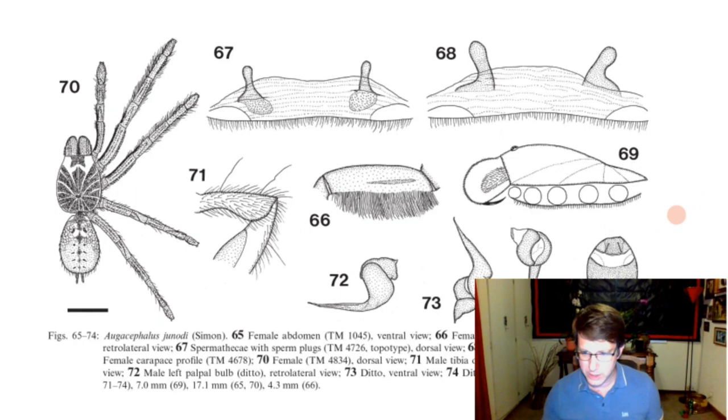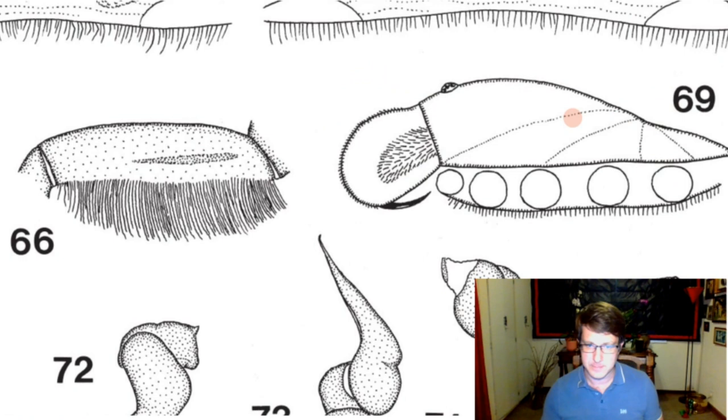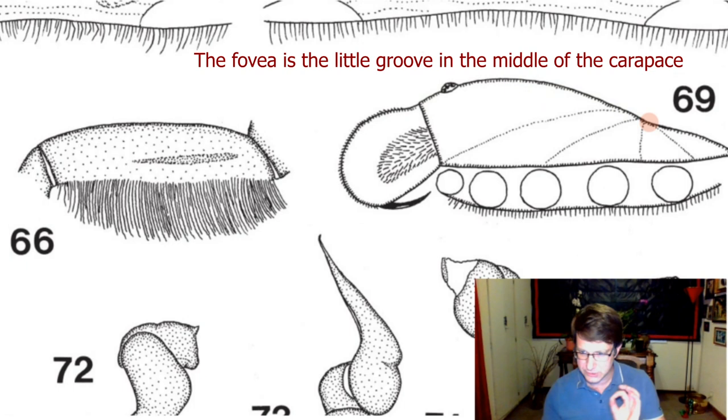And we want to have a look at this figure here, figure 69. This is a lateral profile of the spider's cephalothorax, showing the chelicera, the carapace, and the underside of the sternum and the coxae. There are two important features here that we use to tell the two species apart. In junodi, the cephalic region, this anterior region of the carapace, dips down slowly towards the fovea, which is over here, and it gradually slopes down into the fovea. So that's important, and you'll see the difference when I show you Brachionopus in a second.